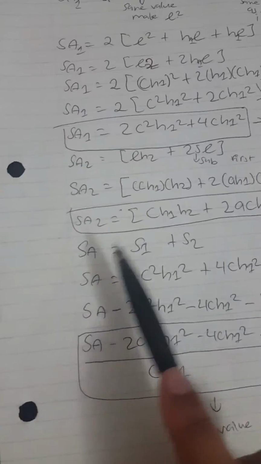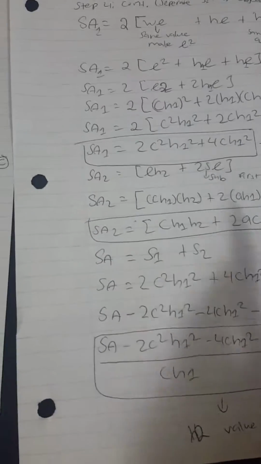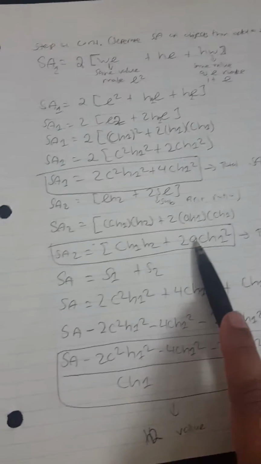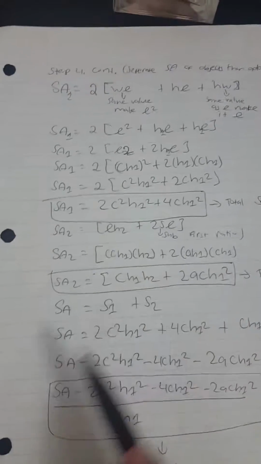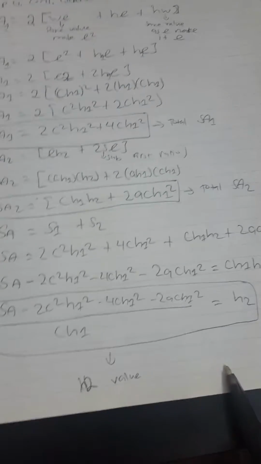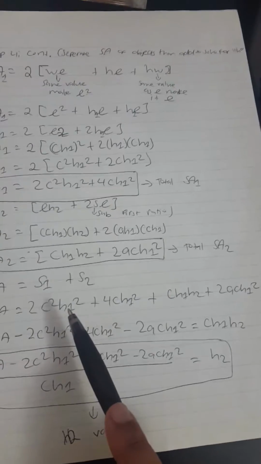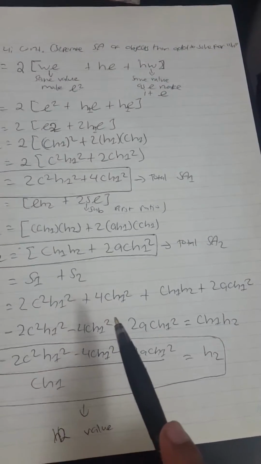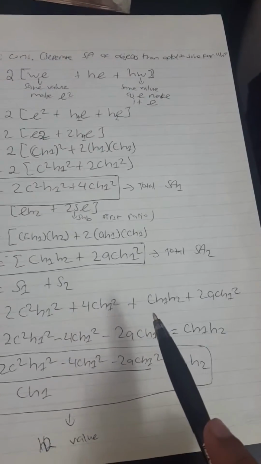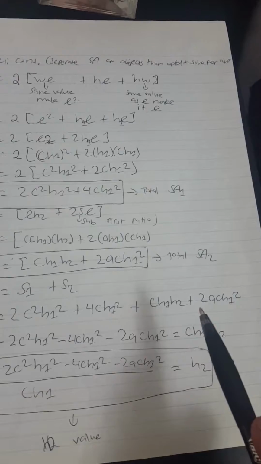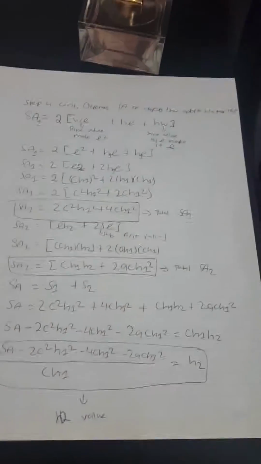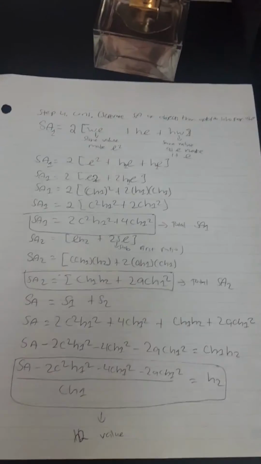So now we're going to add both our surface areas because this is our final one for the triangular prism, and this is our final one for the rectangular prism. After adding all these numbers together, in the end, what you get is 2C squared H1 squared plus 4CH1 squared plus CH1H2 plus 2ACH1 squared. Now, that's a lot to take in. So we're going to try to isolate for H2.